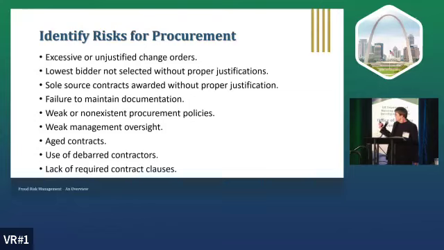Lowest bidders selected without proper justification. Is that always a problem? No, it's an indicator that there could be a problem. But most importantly, I want to stress here, document. If you're not picking that low bidder, have a good contract file and document why you're not picking that low bidder. Same thing for sole source.